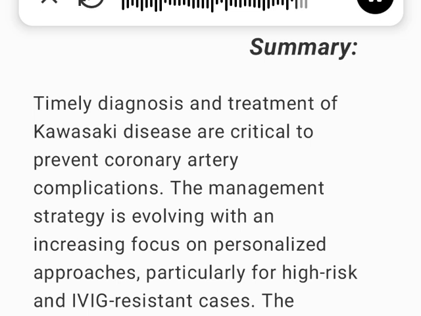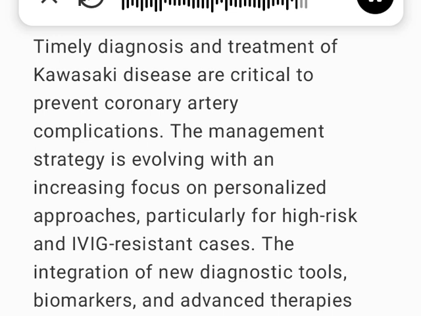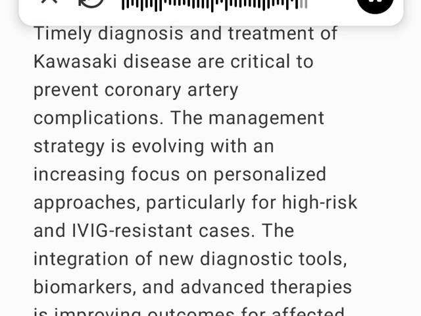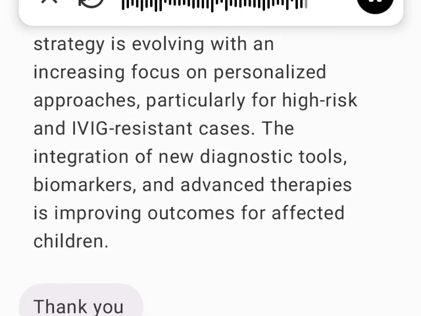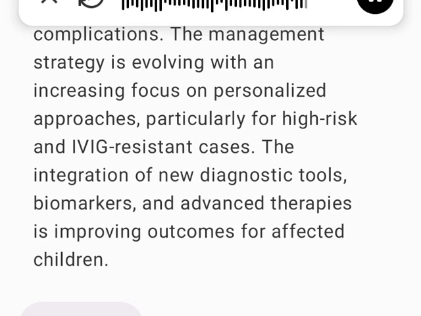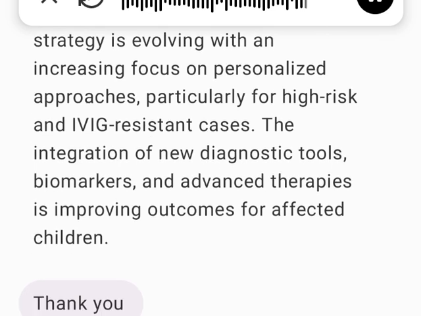Summary: timely diagnosis and treatment of Kawasaki disease are critical to prevent coronary artery complications. The management strategy is evolving with an increasing focus on personalized approaches, particularly for high-risk and IVIG-resistant cases. The integration of new diagnostic tools, biomarkers, and advanced therapies is improving outcomes for affected children.